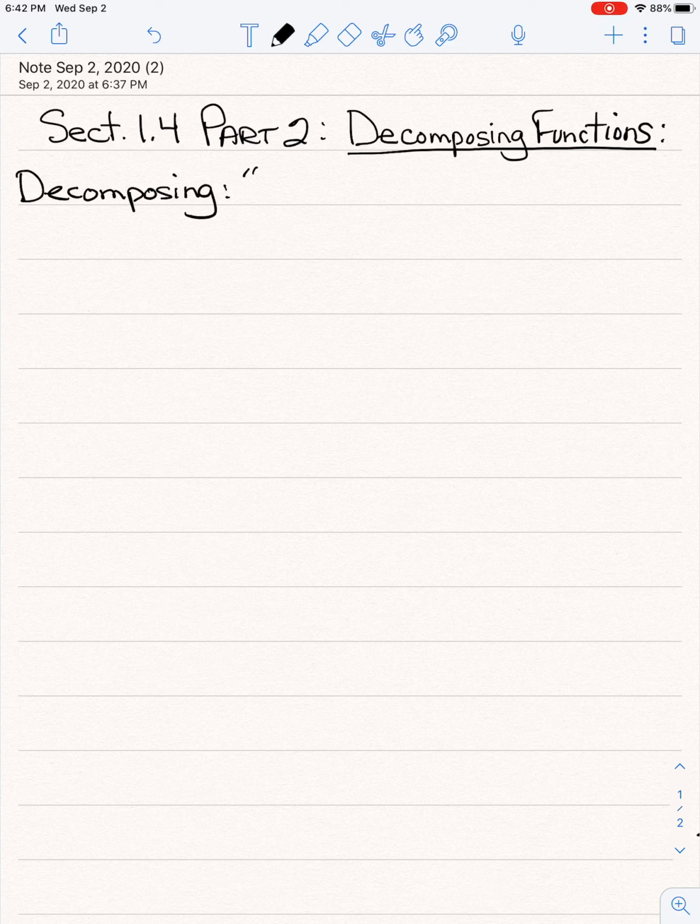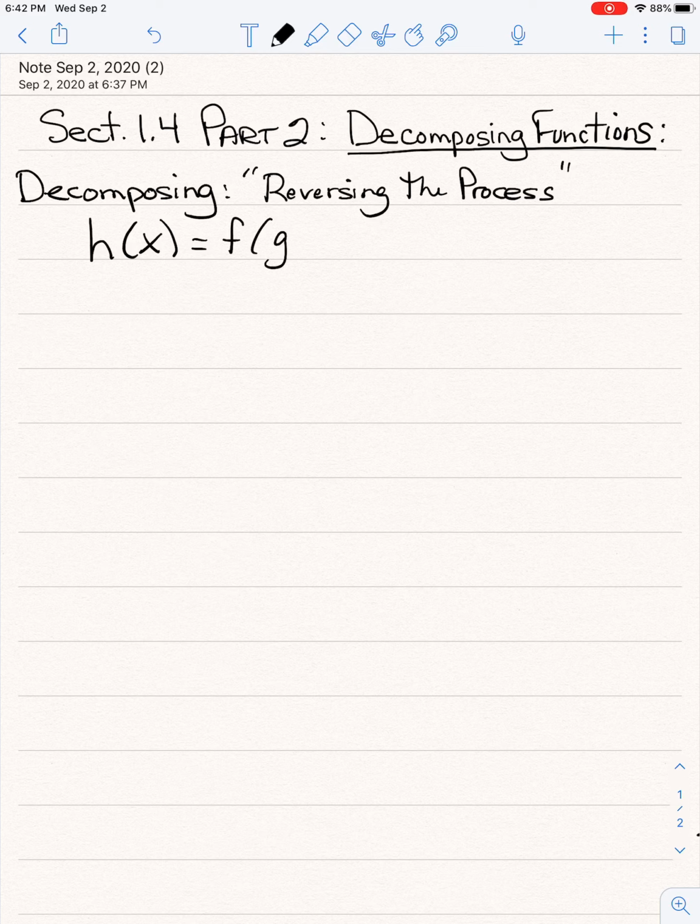All right, decomposing is going to be reversing the process of doing the composition. Okay, so this time we're going to have a function h of x. And h of x is going to have been the result of doing f of g of x.